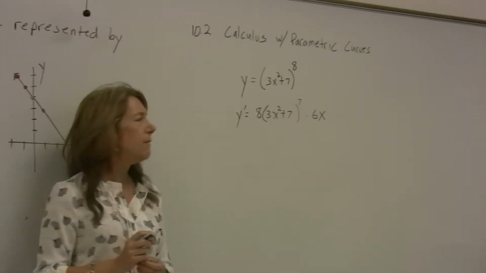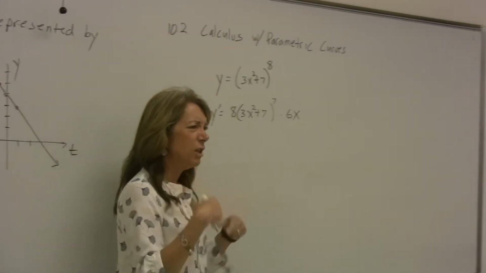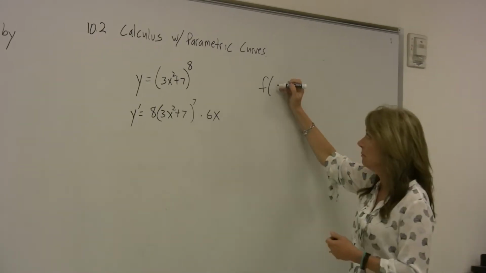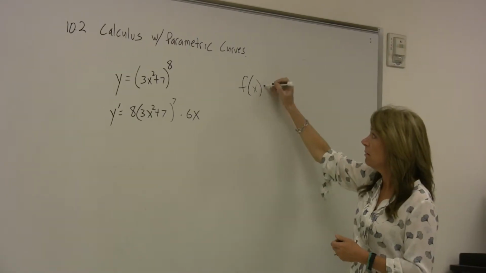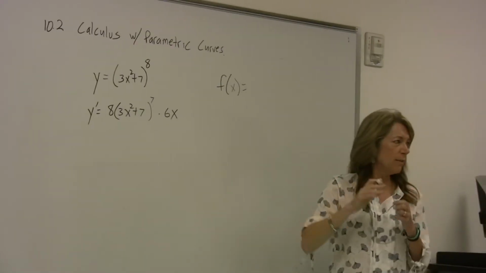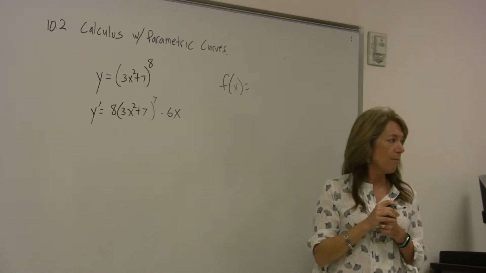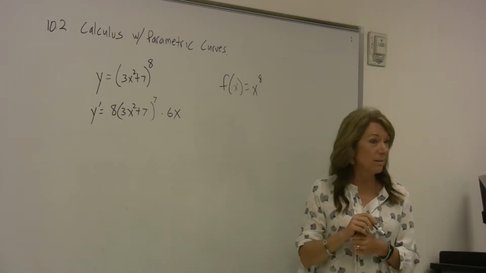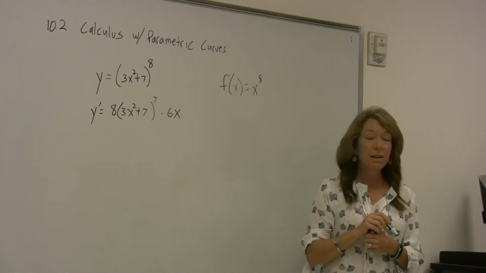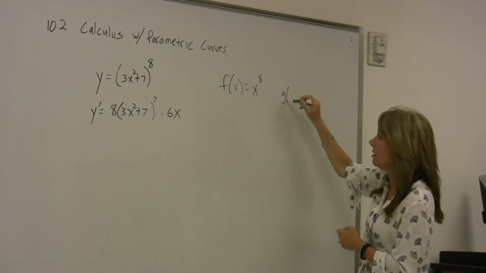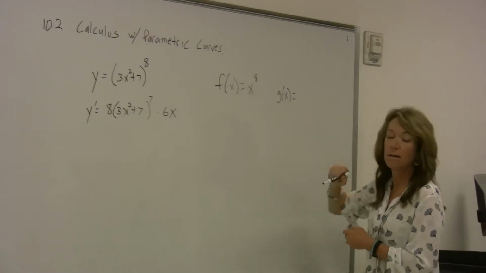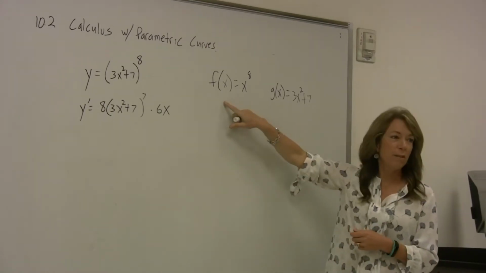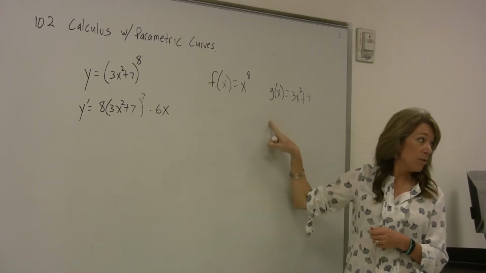Well, what is the outside function? If I just want to write the outside function and the inside function, f of x. Just the outside function: u to the 8. Something to the 8, like x to the 8, that's my outside function. Agreed? And then what's my inside function? Maybe g of x, 3x squared plus 7. So we took the derivative of this times the derivative of this.